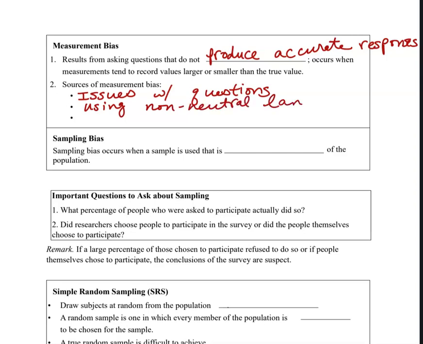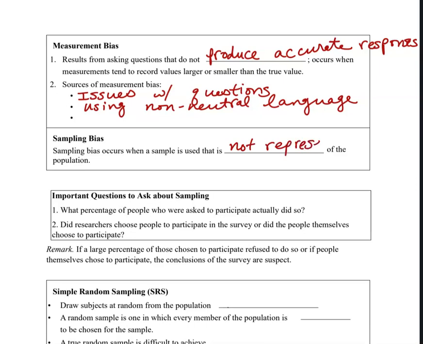A lot of times politicians will do this. They'll send out surveys and they'll ask really pointed questions that are kind of geared to get respondents riled up maybe about an issue or another candidate, and that's a non-neutral question or non-neutral language, and so that usually produces measurement biases. Those are really the main things. So when there's an issue with a question that drives responses in one direction or another, that's what's going to create our measurement bias.